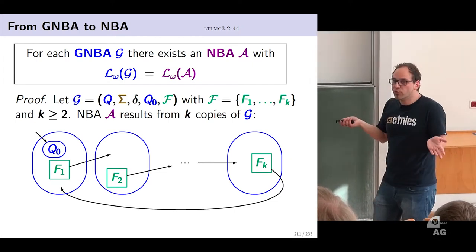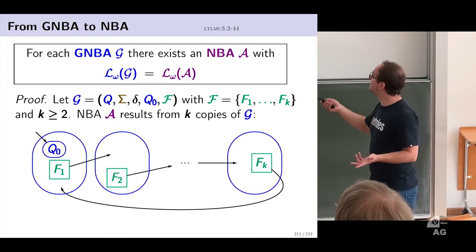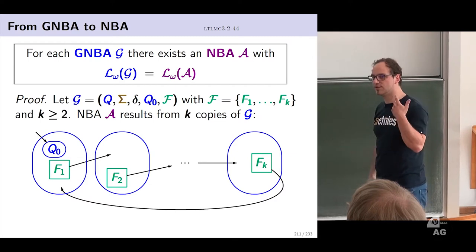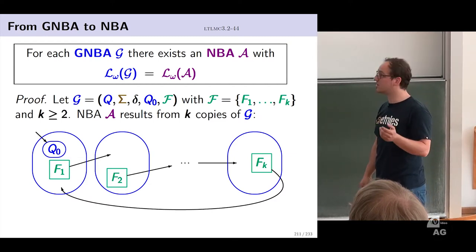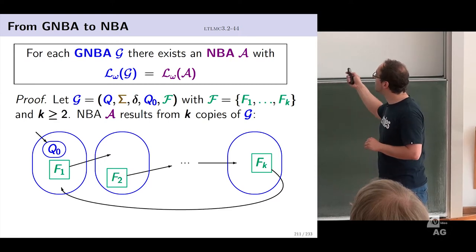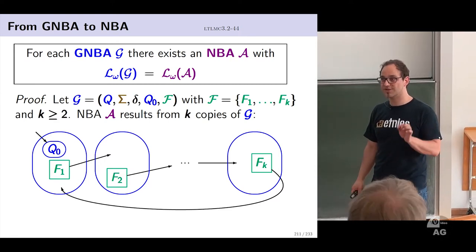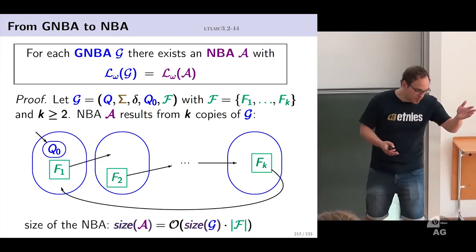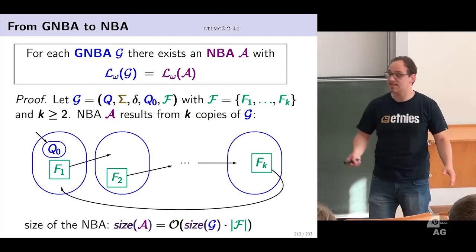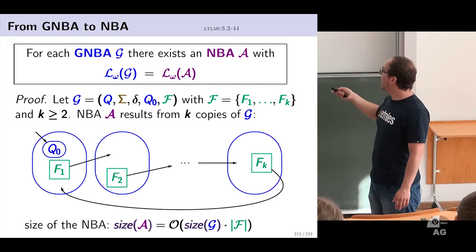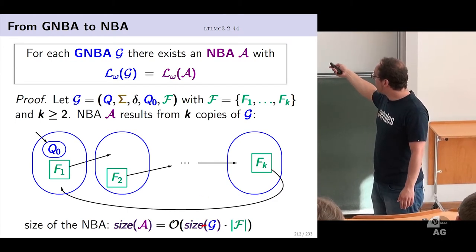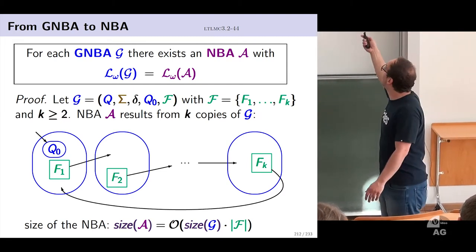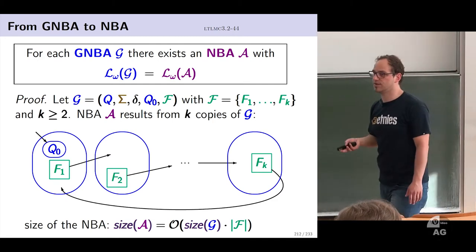Okay, so we're not going to prove that this works, but I hope you intuitively see that because we're talking about infinite runs, this construction gives you the same set of accepted words, but now recognized by a non-deterministic Büchi automaton, not a generalized non-deterministic Büchi automaton. But of course, it comes at a price. So you started with a GNBA of size n. Then the size of the NBA will be the size of the GNBA times the number of copies we needed, namely the number of acceptance sets in our acceptance condition.